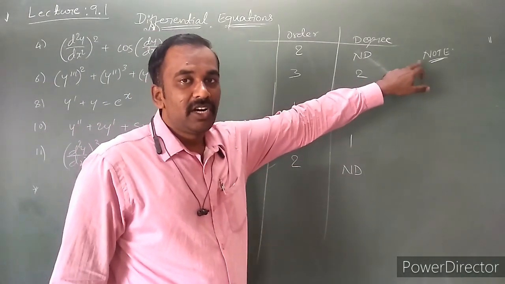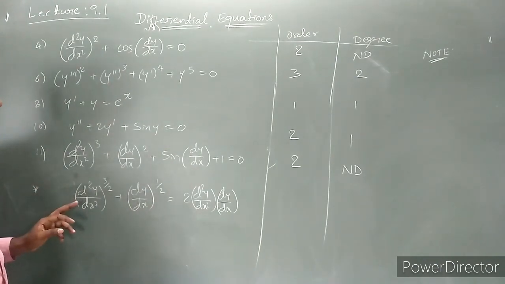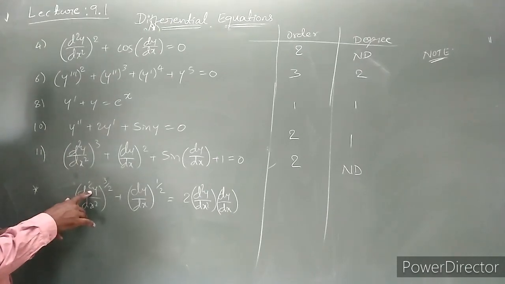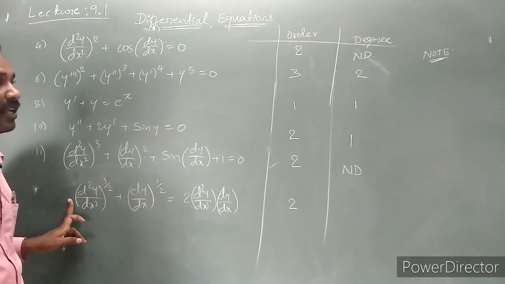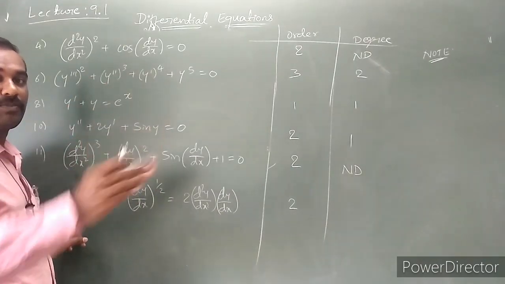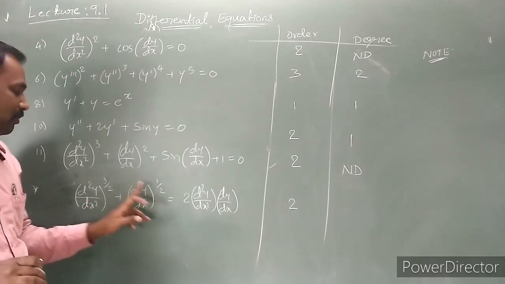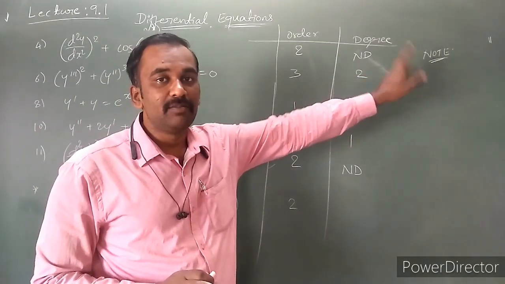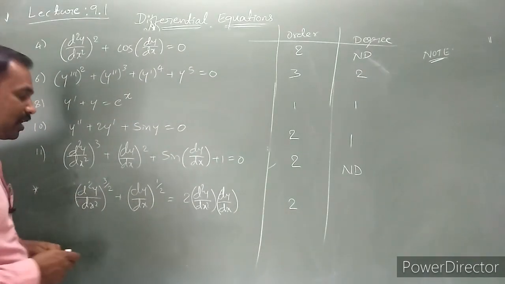The note is that order and degree are both positive integers. Observe the highest order derivative. The highest order present is the second order derivative, therefore the order is 2. Next, the degree. Degree means the highest power of the highest order derivative. Here the power is 1 by 2, that is 0.5, or 3 by 2, which is not possible because order and degree must be integers. It is not an integer. In this case, we have to do something.